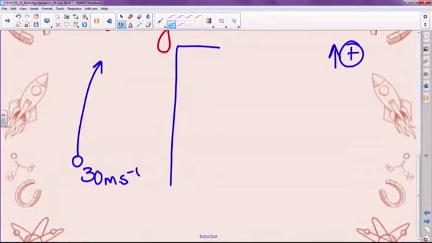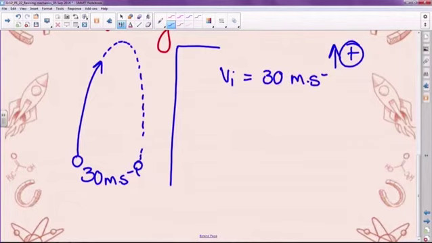Now here's the trick with this one. Remember, it's going to go up and then it's going to come back down. And because it ends where it starts, let me just write this in. I know initial velocity is 30. Because it ends where it starts, here's the trick. My final velocity is minus 30. It's going to go at exactly the same velocity, but in the opposite direction. Same speed, different direction. So it's minus 30 because it's coming down at 30 meters per second.